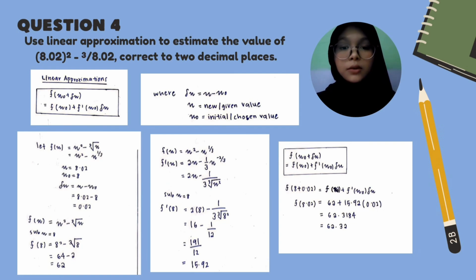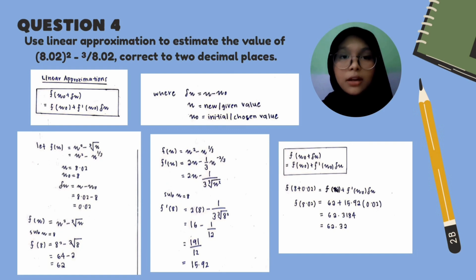Then let's see the equation for linear approximation. f(x₀ + Δx) is approximately equal to f(x₀) plus f'(x₀)Δx, where Δx equals x minus x₀, x equals the given value, and x₀ equals the chosen value.